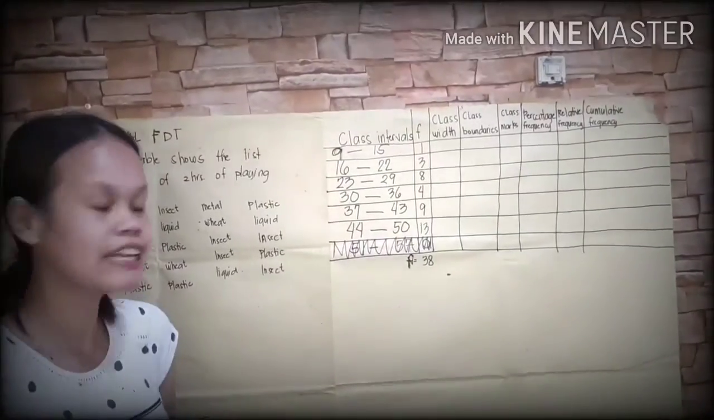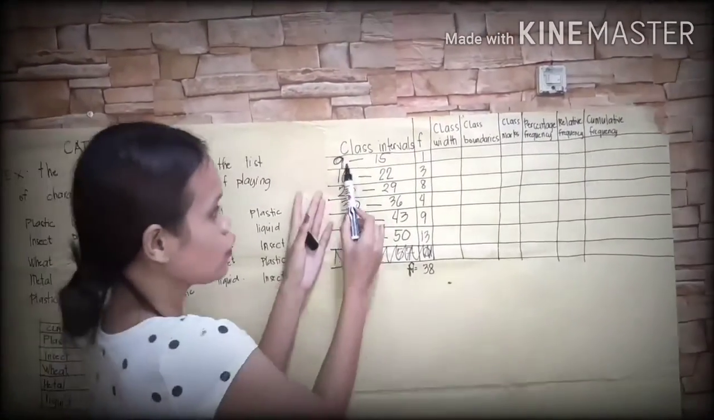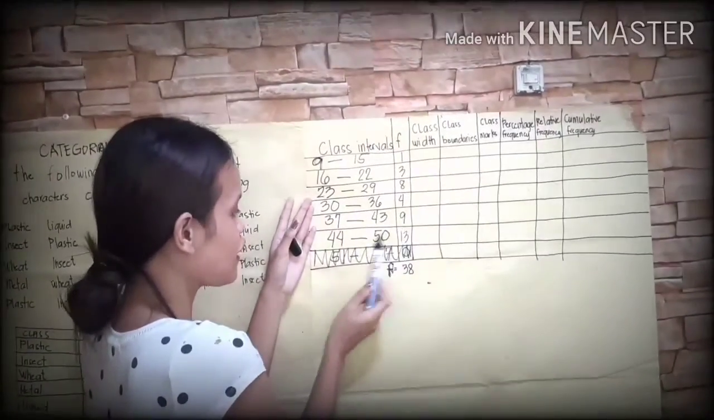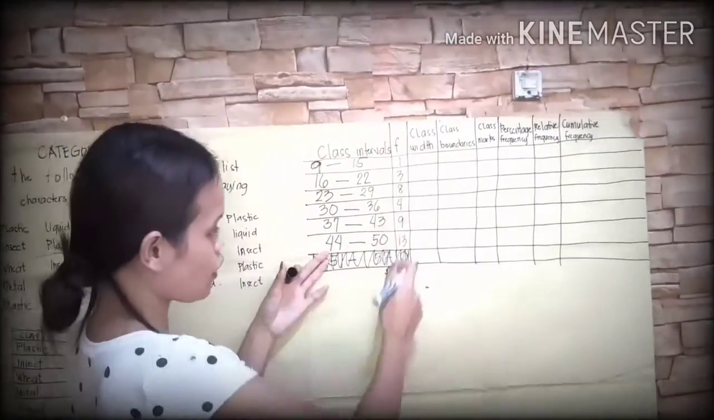So we already finished tallying our set of data. So our frequency here: 9 to 15 is 1, 16 to 22 is 3, 23 to 29 is 8, 30 to 36 is 4, 37 to 43 is 9, and 44 to 50 is 13. So the total of our frequency is 38.